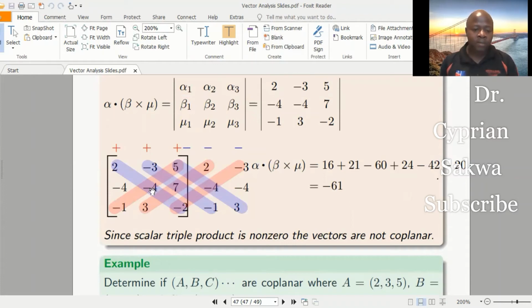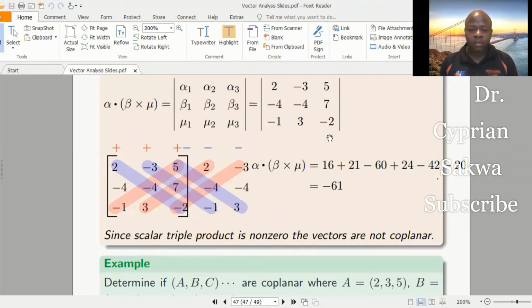And this other one gives me positive 20 subtracted. So what I get is -61 when I work out all this. So -61 is not equal to 0. And that means the scalar triple product is not 0, which means that these vectors are not coplanar.